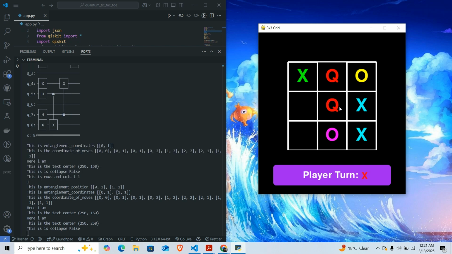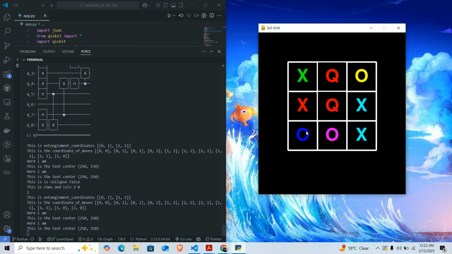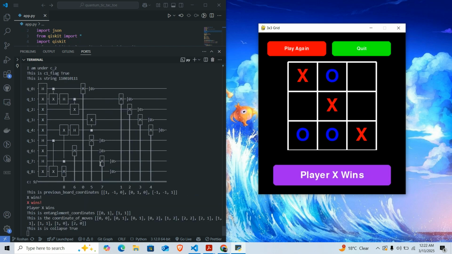Something like this. Now in this position, if there is nothing in this position, then there must be X here and there must be O here. If there is X here, then there must be O here. If there is O here, then there must be X here. So this entanglement is affecting both the X's and O's. Now O's turn is done. Now let's collapse the board.